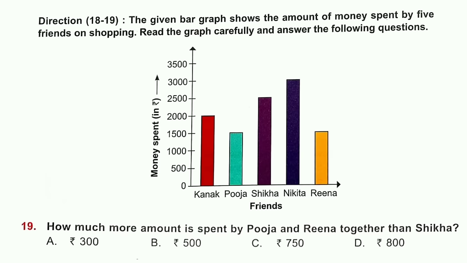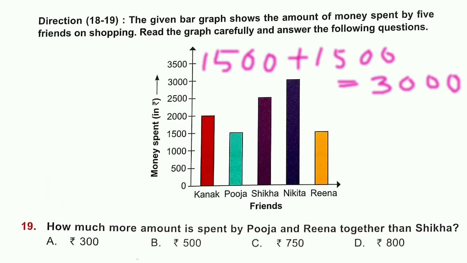Question number 19. How much more amount is spent by Pooja and Reena together than Shiksha? Pooja spent 1500 rupees. Reena also spent a similar amount, that is 1500 rupees. So both together spend 1500 plus 1500 equal to 3000 rupees.